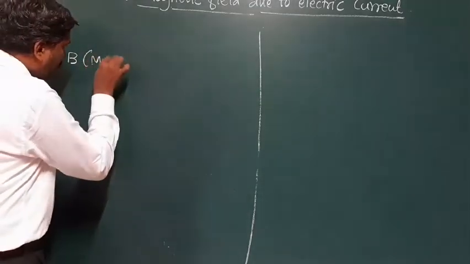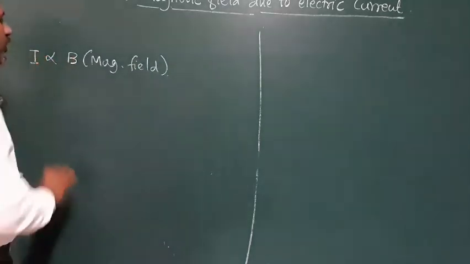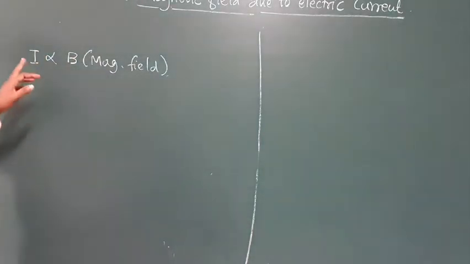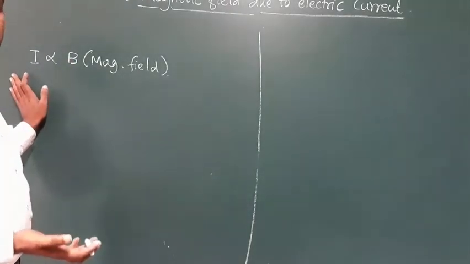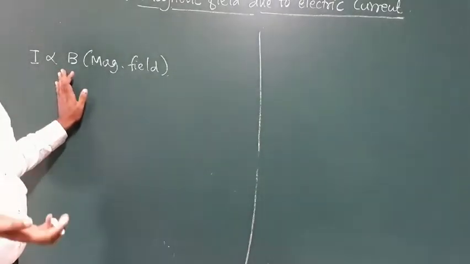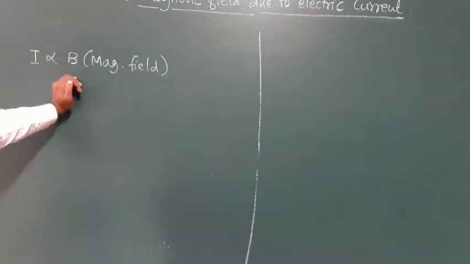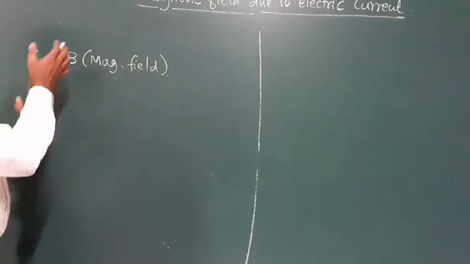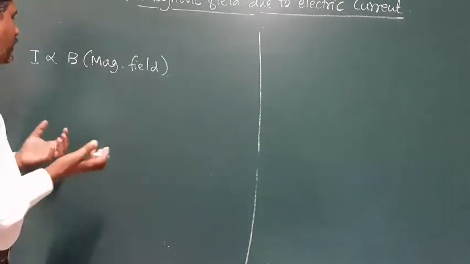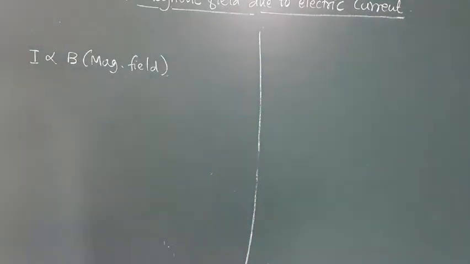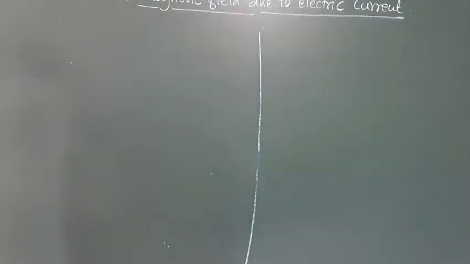B is the magnetic field, and that magnetic field is proportional to the amount of current flowing through the conductor. If I change the quantity of current, the magnetic field changes. A large current produces a large magnetic field. No current, no magnetic field. Less current, less magnetic field. If I change the direction of current, the direction of magnetic field also changes. So the magnetic field depends on how much current is flowing through the conductor. This is all about Oersted's conclusion.